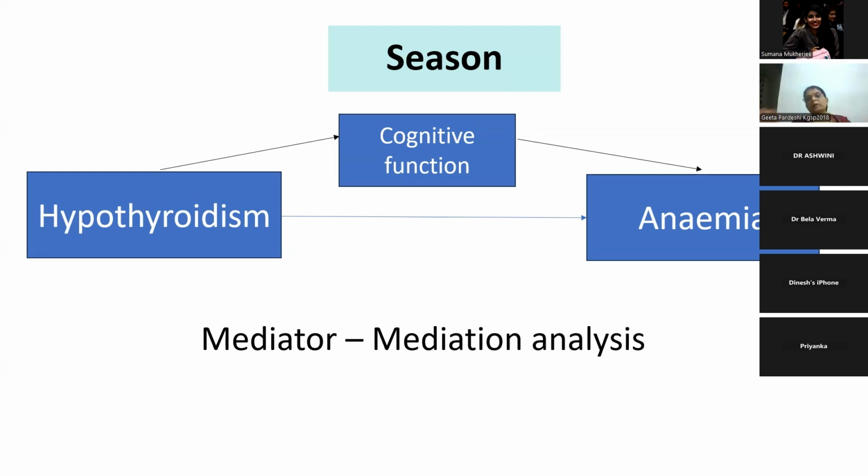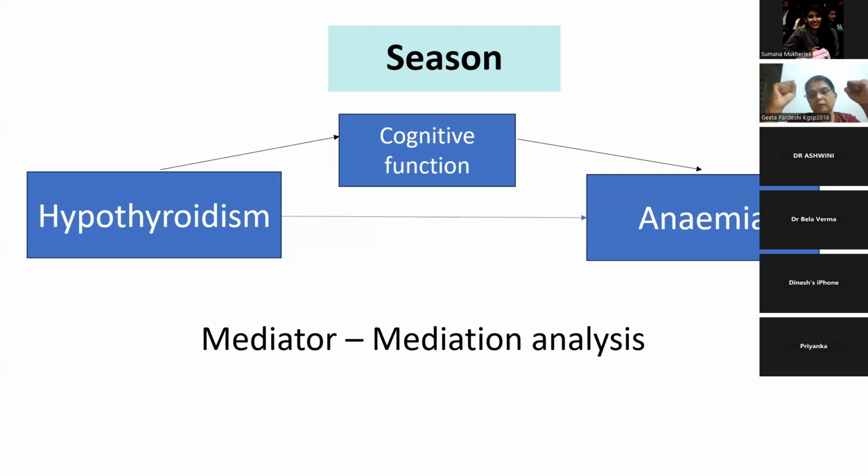Now, this is the reason why epidemiologists, if we have a medical background, are better in epidemiology, because we know the causal pathways, the biochemistry, physiology, the pathology which happens. So, is cognitive function a confounder, or is it a mediator? What do you say?